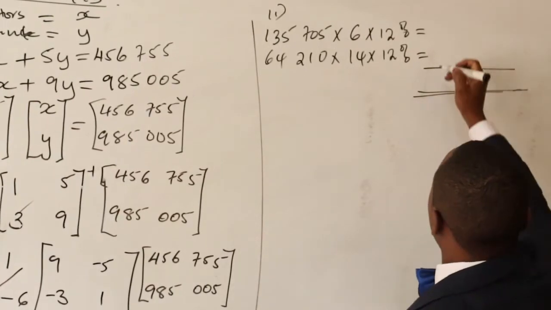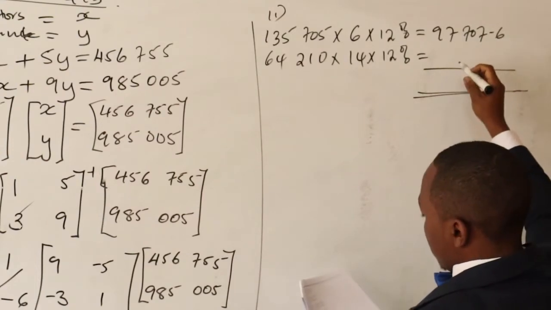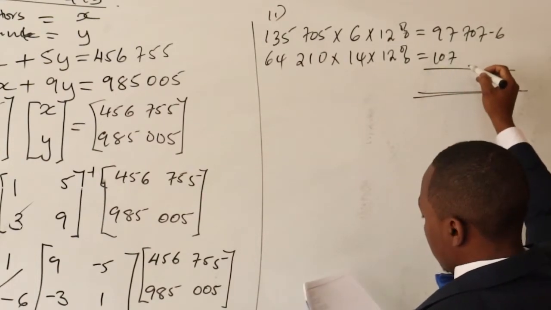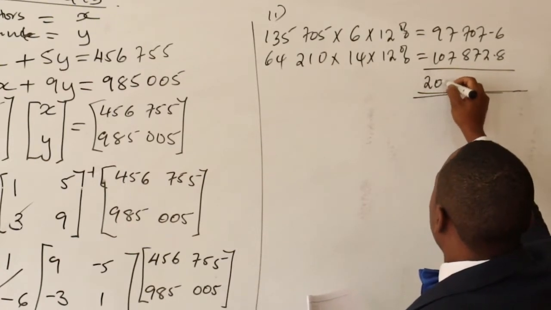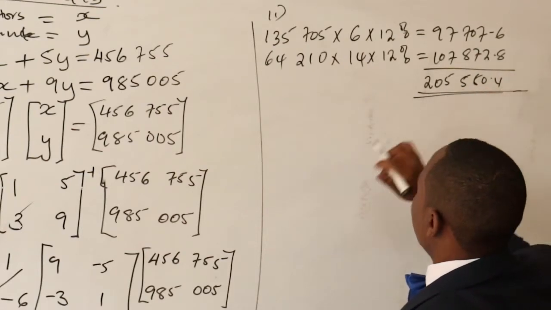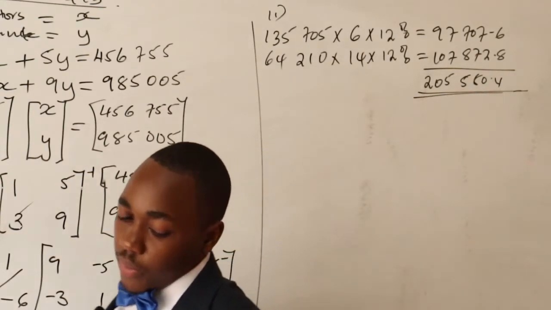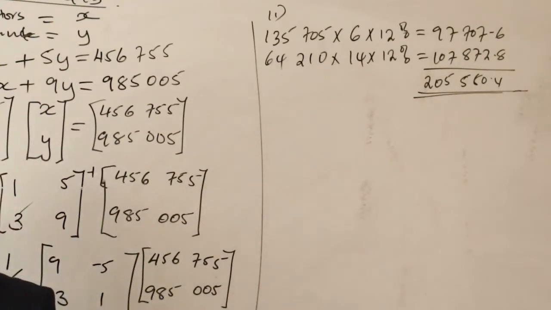And this is 97,707.6. Yeah, this is 107,872.8. So in total, you have 205,580.4. So that's the amount they contribute to the circle each and every month.